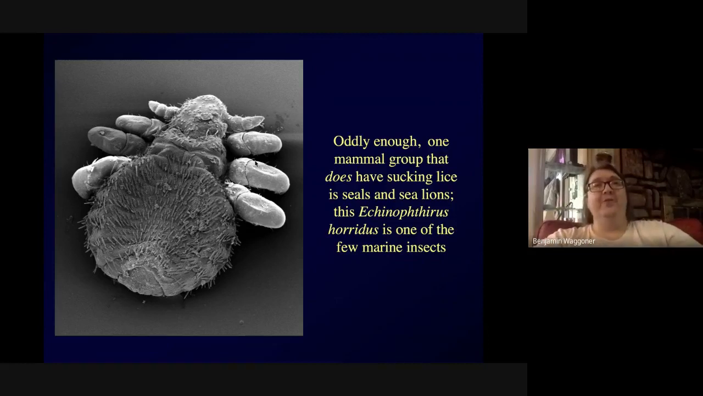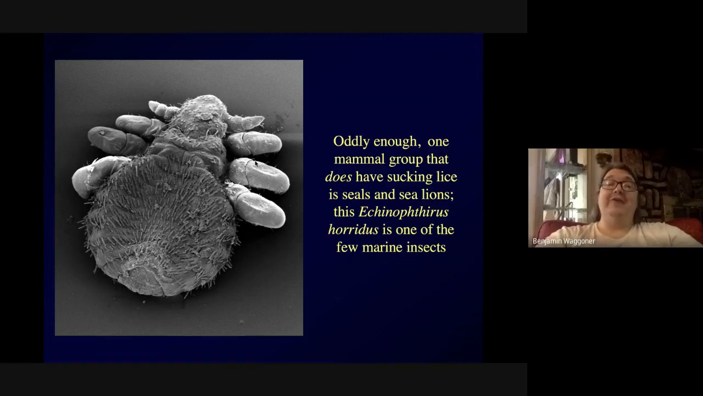They're in the bugs, the true bug family, the true bug order. But there's a few flies that'll live in brine pools and things like that. But there's not many insects in the ocean, and this is one of the few.